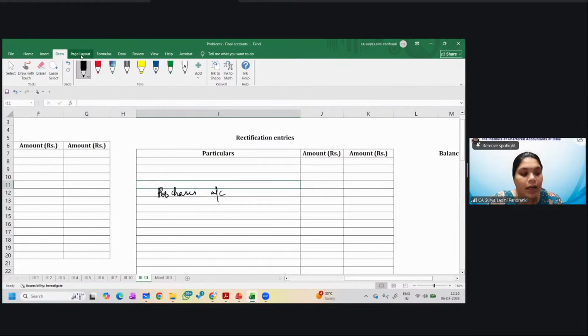Now, is this purchases account debited or credited here? I will have to credit because purchase is an expense account. To decrease it, I will have to credit it. So I have done that. Now, what will we have to debit? What has to be debited? Debit goes to what?